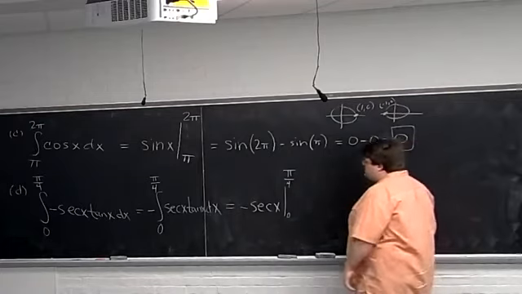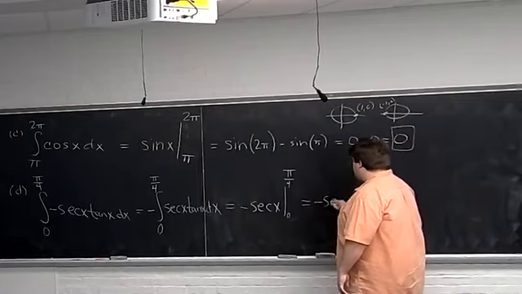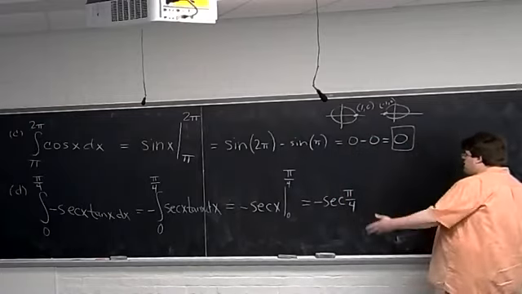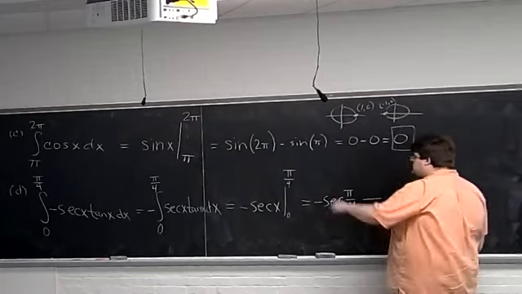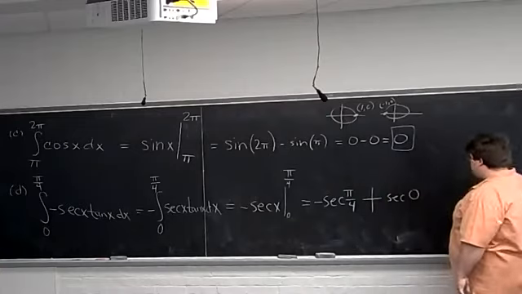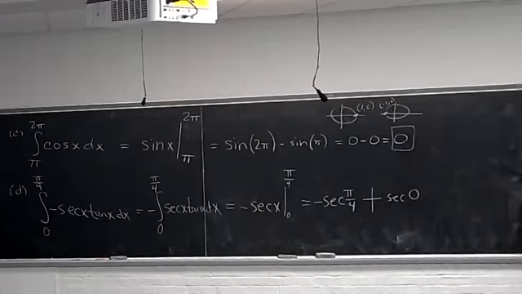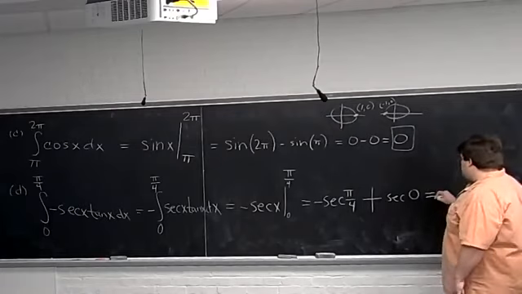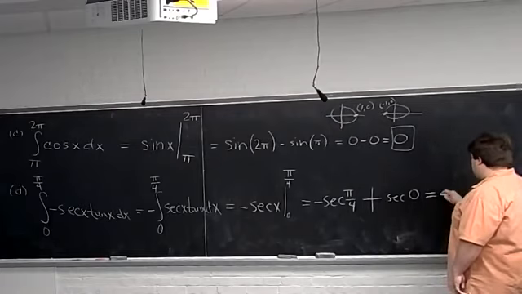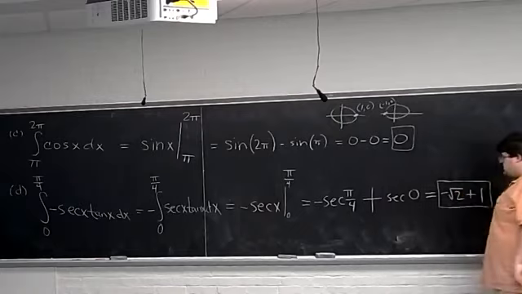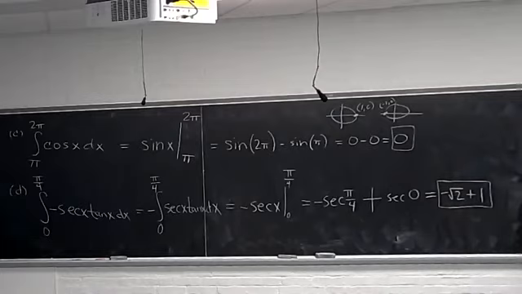And what do we get? Well, we get negative secant of pi over 4, minus what we get when we evaluate at 0, minus negative secant of 0. And what do we get here? Minus negative gives us that plus. Negative root 2 plus 1.